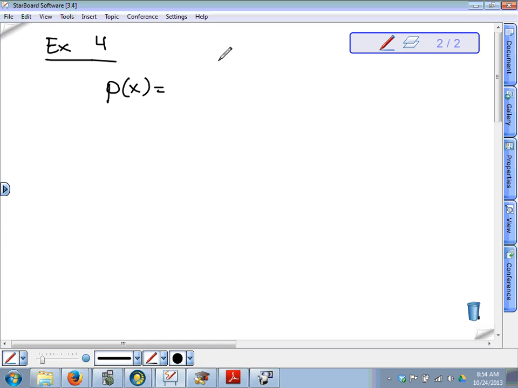Wait, let's all make sure that Addie's got it. Addie, are we always going to have a leading coefficient of 1? All right. This one does not. 6x to the third plus 11x squared minus 3x minus 2.